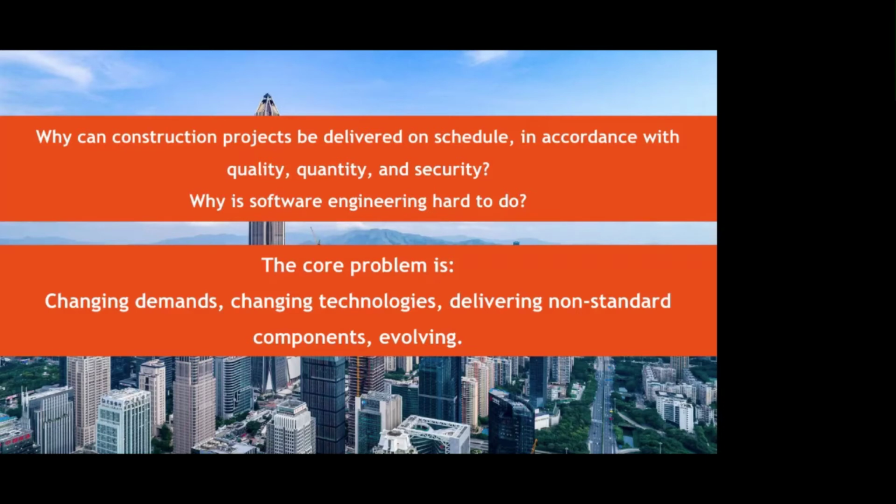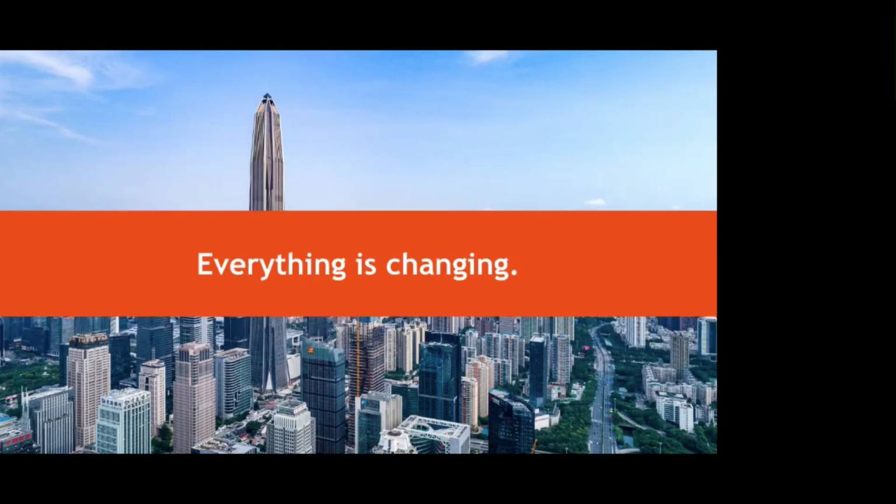And in the software industry, we are delivering non-standard components. Two companies may be doing the same business, but their software, components, and code are very different. And software has to face evolving problems; we have to keep improving the software. In the construction industry, we do not do that. So we could make a summary: everything is changing in the software industry, not like other industries.